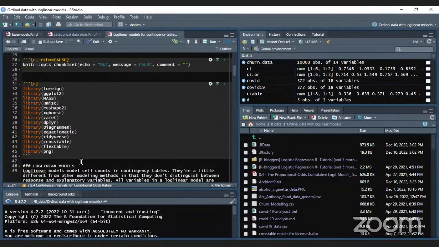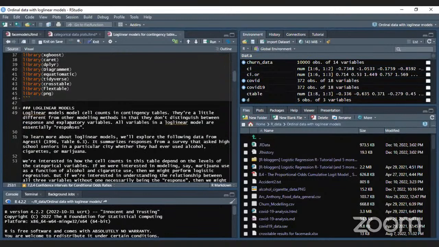So we need all of this. So log linear models can model cell count in a contingency table. They are a little different from other modeling methods in that they don't distinguish between response and explanatory variables.